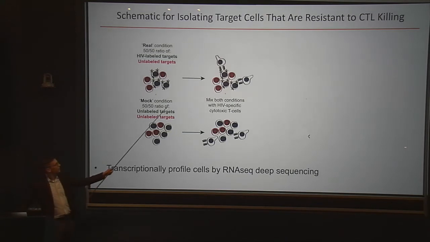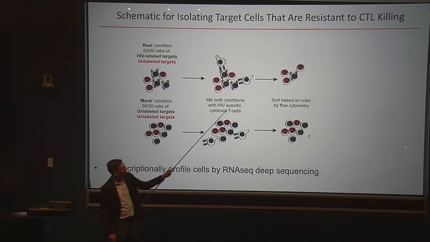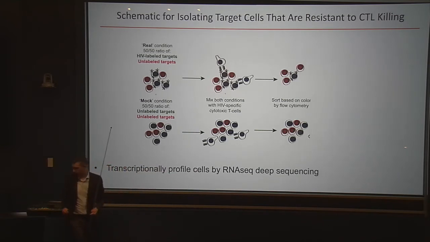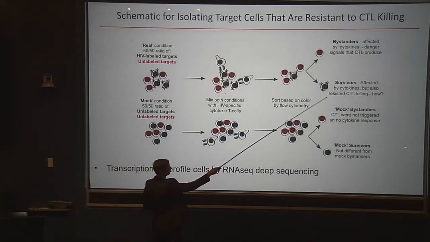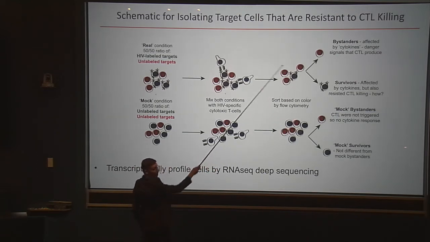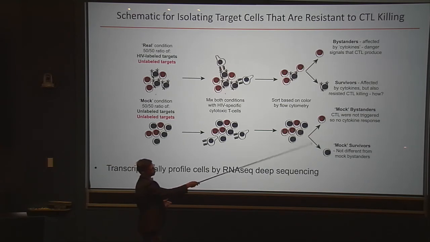We then add these cytotoxic T cells to try to kill the targets. Here we see some are killed, a subset survive. Here, nothing happens. You'll see why that's important in a second. And then we sort these by flow cytometry based on the color. So we get these survivors, these cells that should have been killed but weren't, these bystanders, and these might be affected by the fact that these CD8 T cells are recognizing HIV, because these produce a lot of cytokines and chemokines, a lot of danger signals that change the transcriptional profile in surrounding cells. And then in this mock situation, there's no reason that these two should be any different from each other.